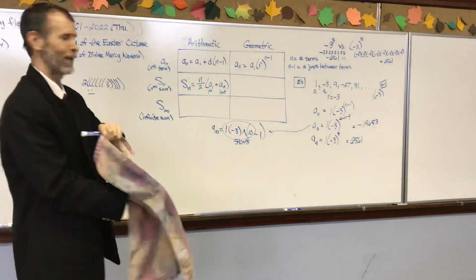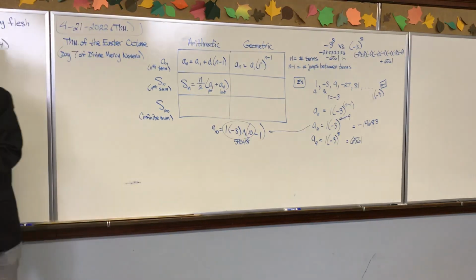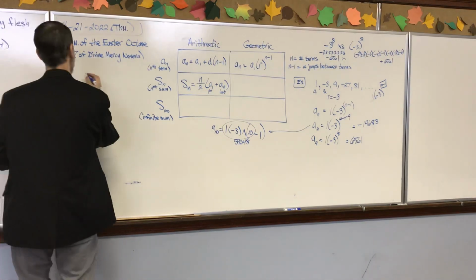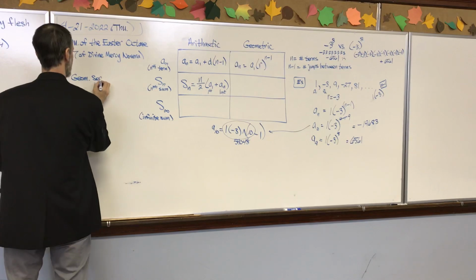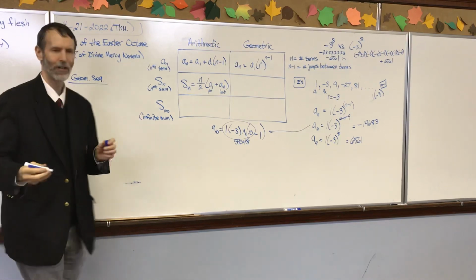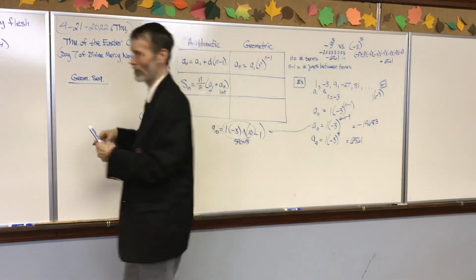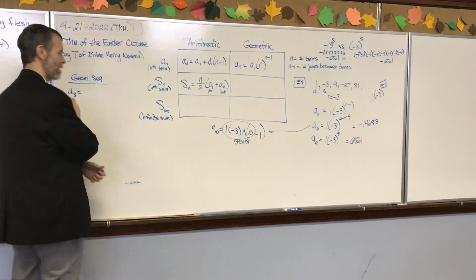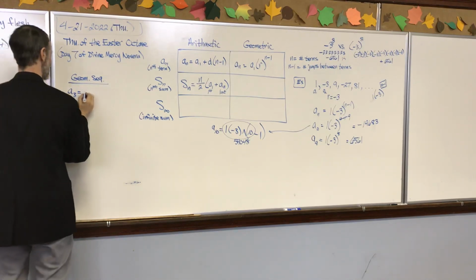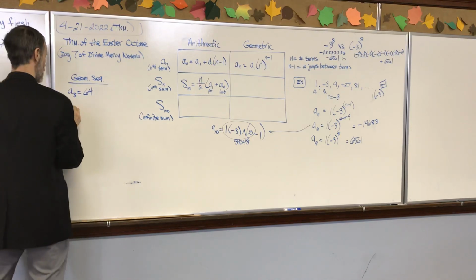But now I'm going to throw a curveball at you. Here's a geometric sequence. Go ahead and write this down. This is in your notes. Notes, please. Geometric sequence. And I'm going to give you some data. A3 is equal to 64. A11. Hang on a second.